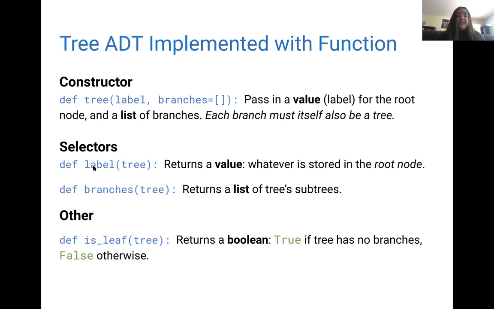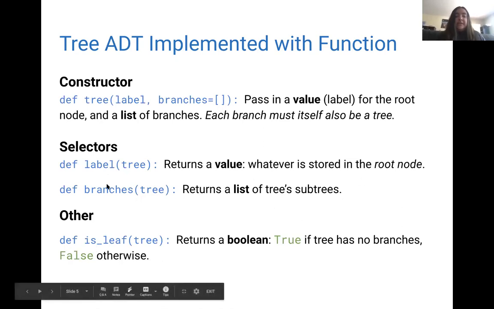In terms of selectors, we have a label selector, which just returns the label, which is the value at the root node. And then branches, which will return the list of branches, which remember are trees. And then we also have another helpful function here, the isLeaf function, which returns true if the tree is a leaf, meaning that it has no branches, and false otherwise. Any questions so far?